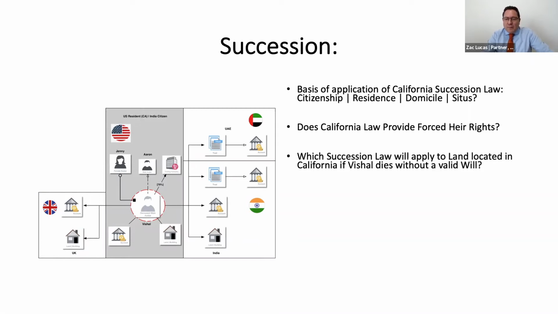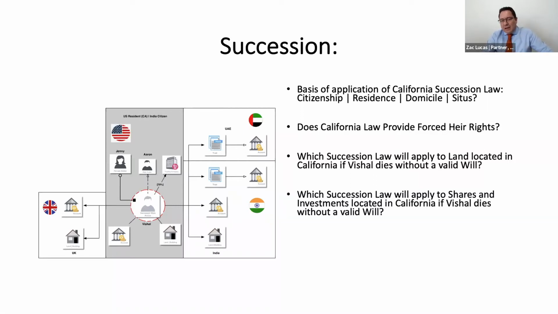Which succession law will apply to land located in California if Vishal dies without a valid will? And likewise, which succession law will apply where shares and investments are located in California, but Vishal dies without a valid will, and then the tax implications. So I'd probably invite Ivan to run us through briefly how this will play out.